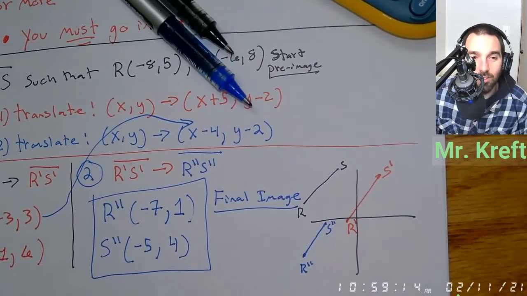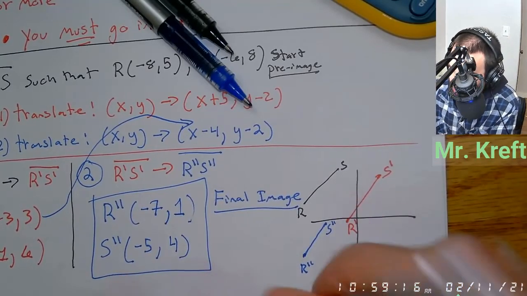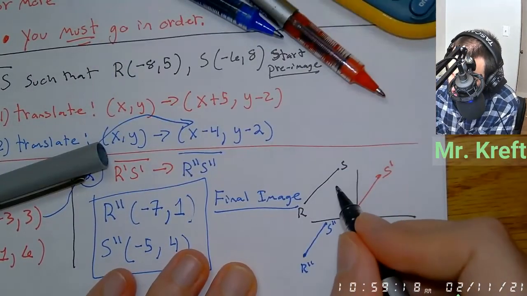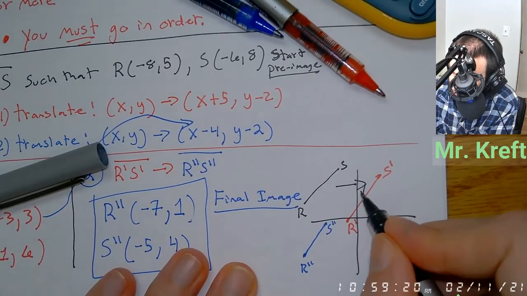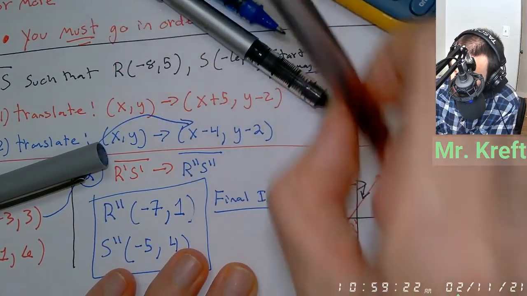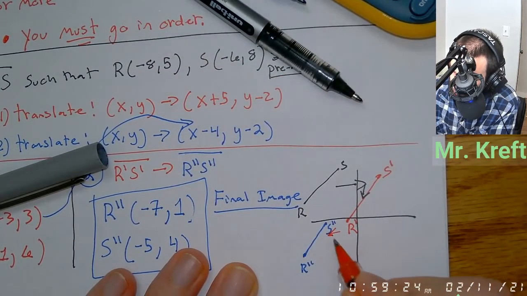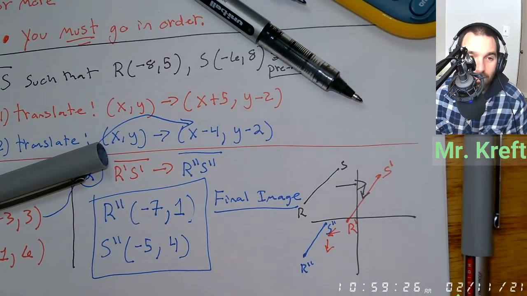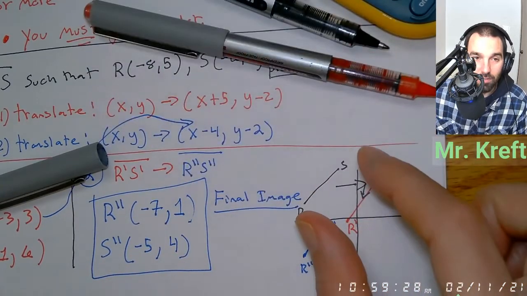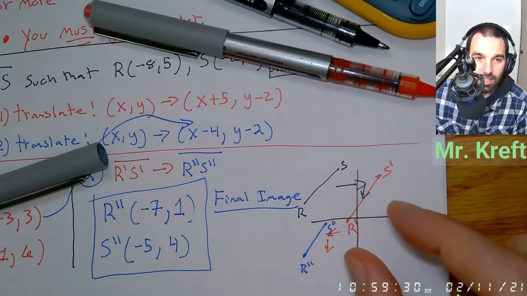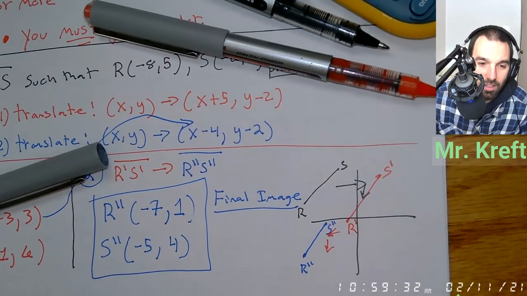So for my visual learners out there, it looked something like this, right? So the first thing we did is we shifted to the right and down, and then we shifted to the left and down. Okay, so that's all you're doing. You're just going to the right and down, and then to the left and down.